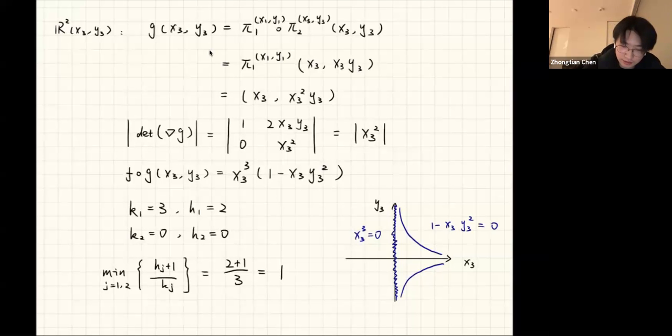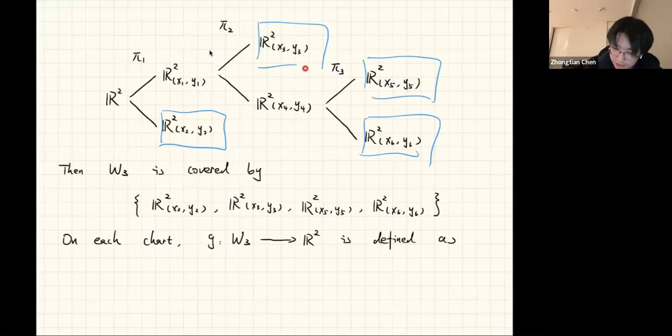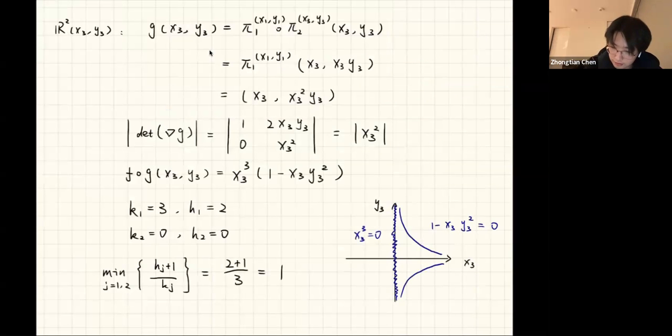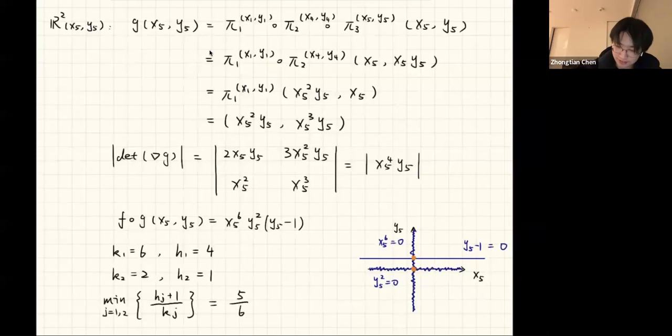Then we do same thing for this chart. Now in this case, the G will be composition of pi 1 and pi 2. We compute this, we'll get a formula for G. Then we calculate the determinant of the Jacobian, which is this monomial. And also in this chart, we know what's F. And in this case, K1 is 3 and H1 is 2. K2 again is 0, H2 again is 0. And you take the minimum one, which again is 1. Do the same thing for next chart.